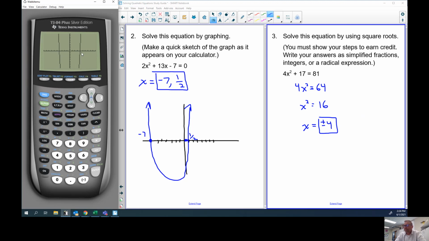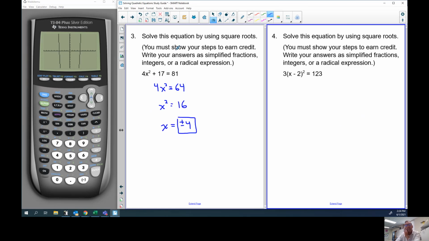So yeah, keep going. Solve this equation by using square roots again. All right, this one's a little bit different because obviously it's a quantity, x minus 2, that's being squared as opposed to just a variable x in this one. So let's divide both sides by 3 first. Let's get this squared piece all by itself. And 123 divided by 3 is 41. All right, then I'll take the square root of both sides.